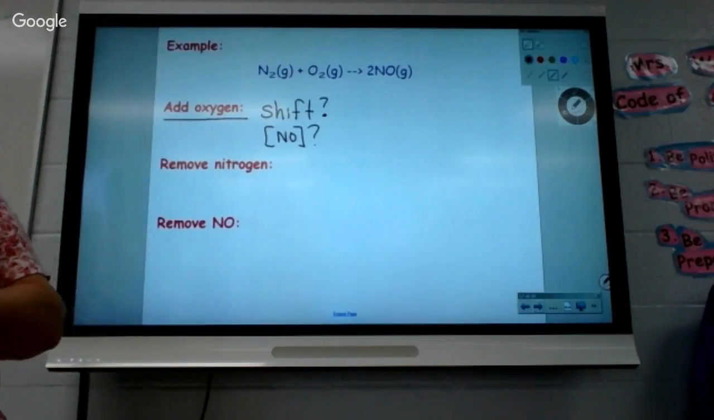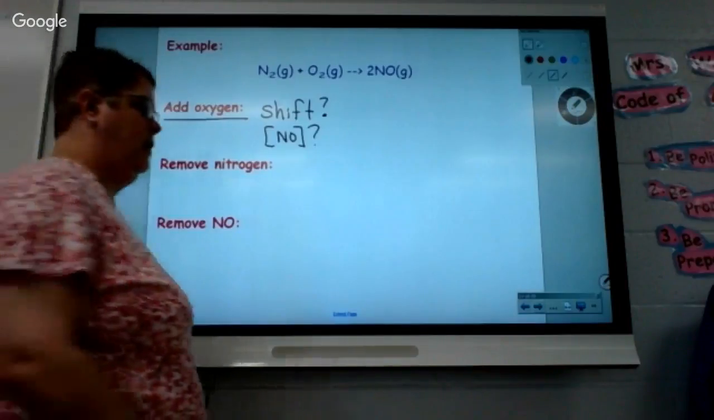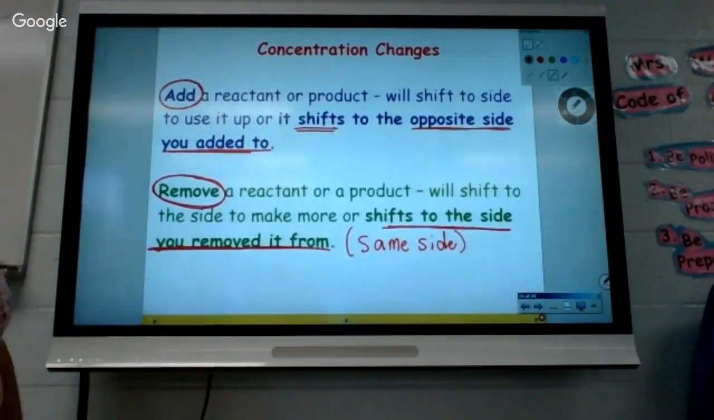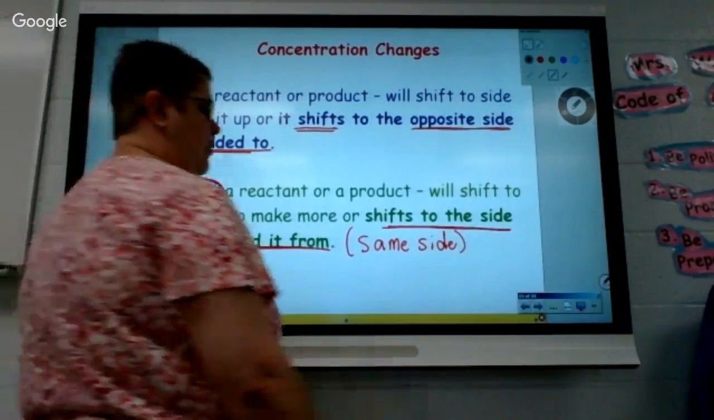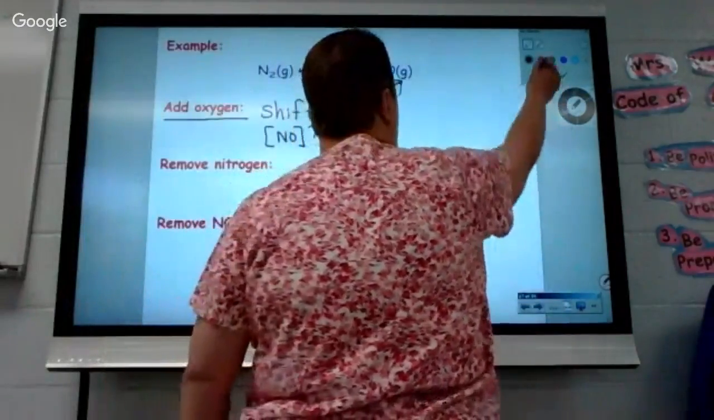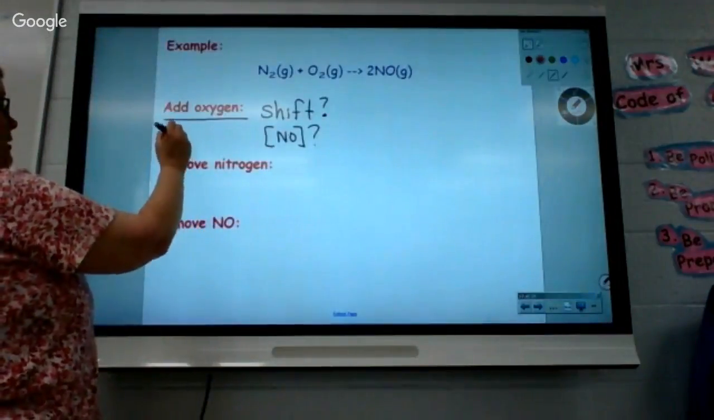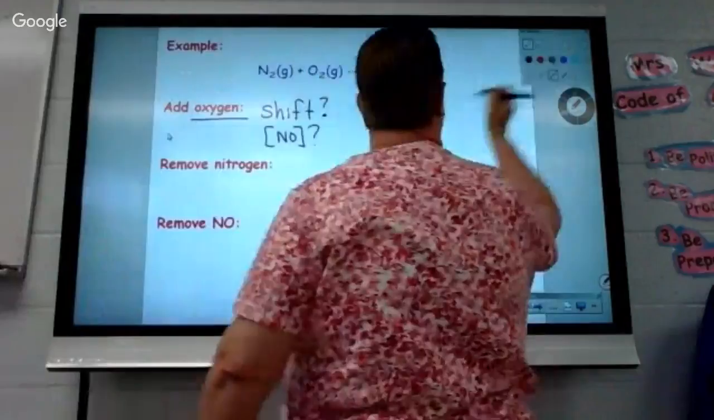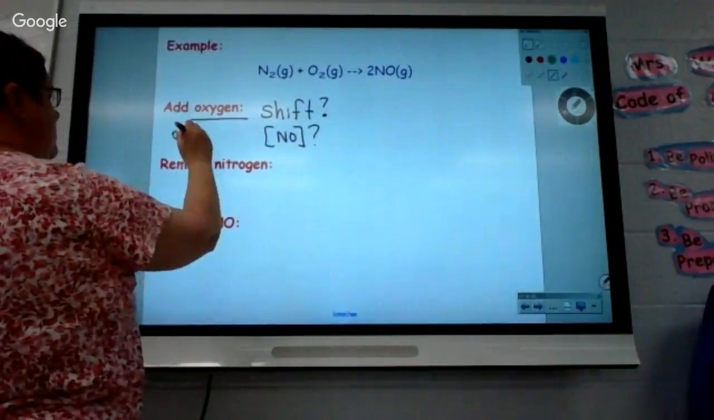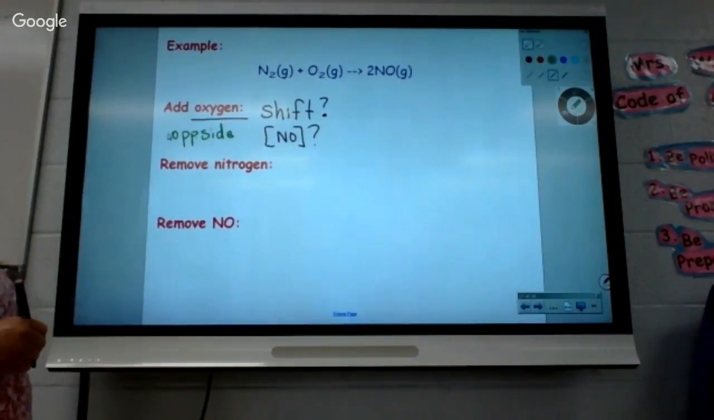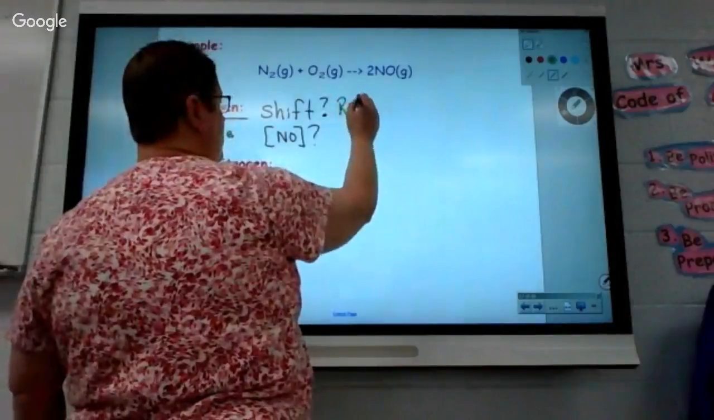All right, so if I'm adding oxygen, what's the rule that I'm going to use? Am I going to add or remove rule? Add. All right, so if I add, what's the rule if I add? It goes to the what side? I'm going to use a different color here. It goes to the opposite side. Okay, opposite side. So what side is oxygen on? It's on the left or the reactant side. So it has to shift to the what? Has to go to the right or the products.